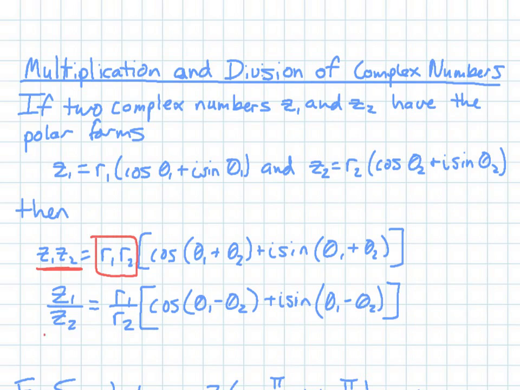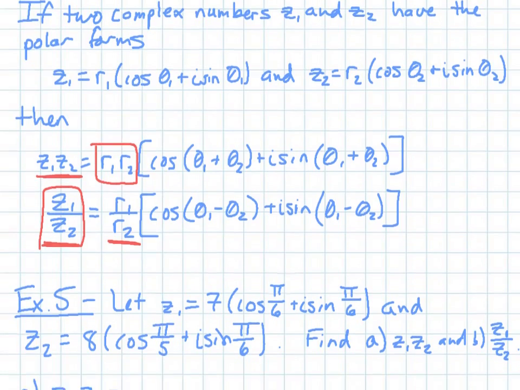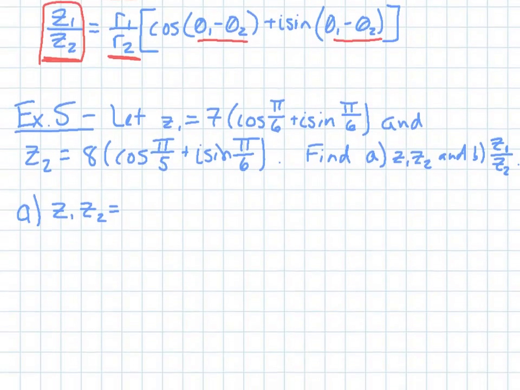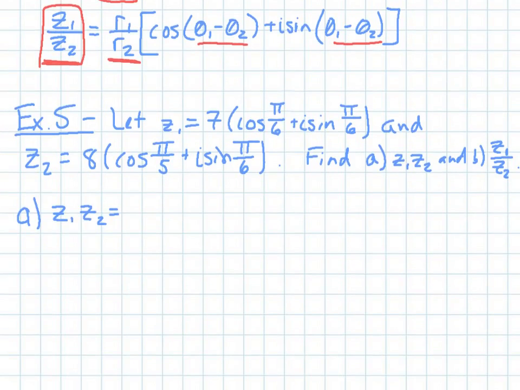If you want to do division, you divide your moduli, and then you subtract your arguments or your angles from each other. Now remember always, the one that's listed first is subtracted from the second, not vice versa. So let's take example 5 here, and I want to be able to find the multiplication and division of my two polar forms of my complex numbers. So you're given z sub 1 and z sub 2 here. If I multiply them, that means 7 times 8.